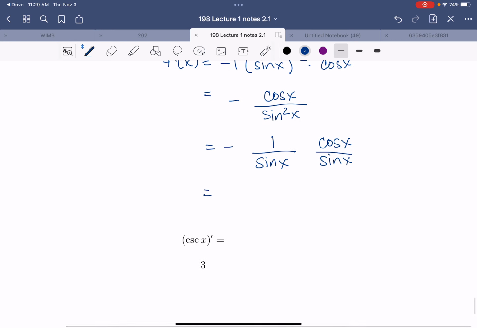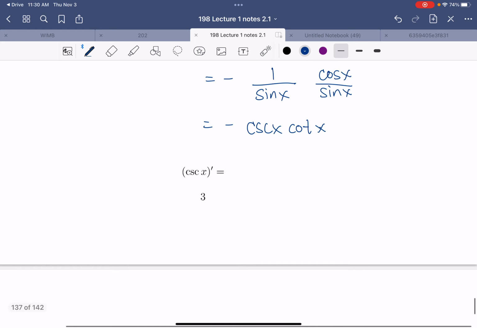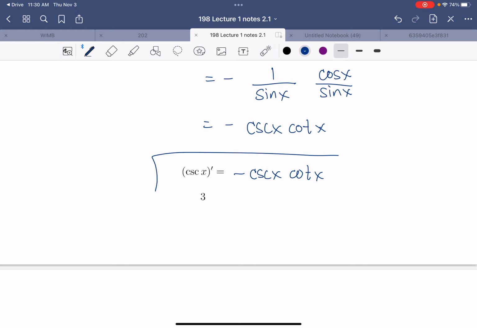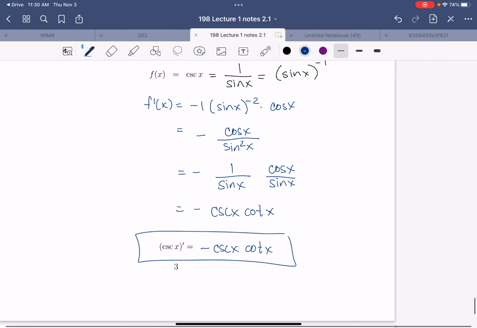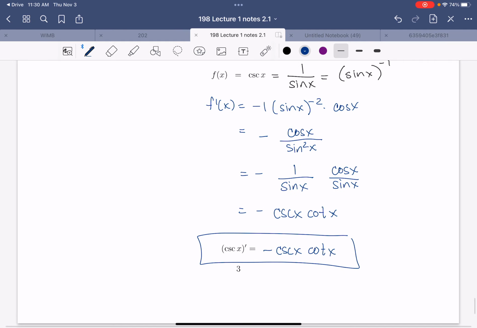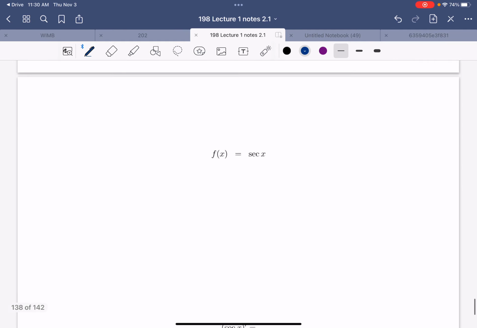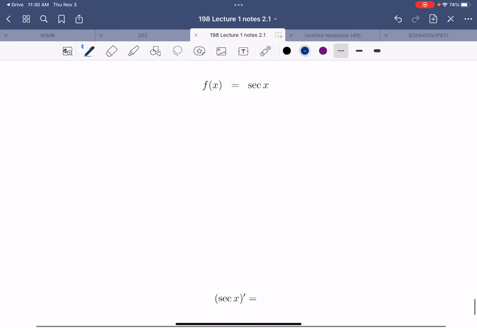And those are identities that I know. 1 over sine is cosecant x, and cosine over sine is cotangent x. So then our derivative for cosecant x is negative cosecant x cotangent x. And that's our derivative for cosecant. Same exact procedure is going to happen for secant x. So exactly the same thing here.